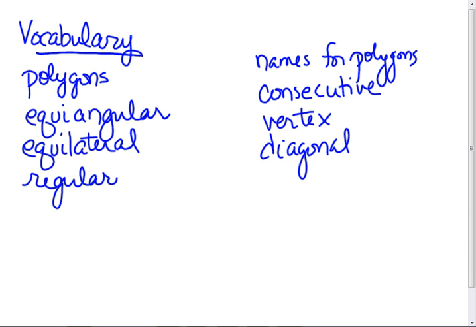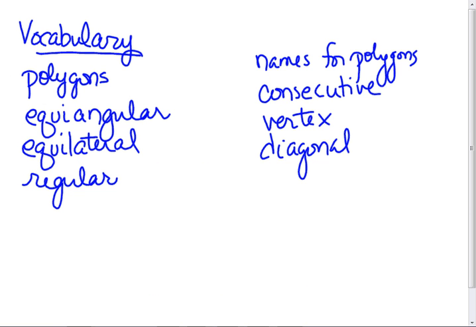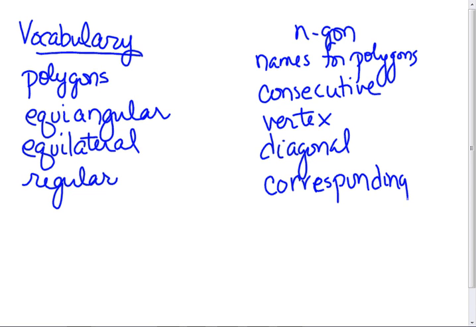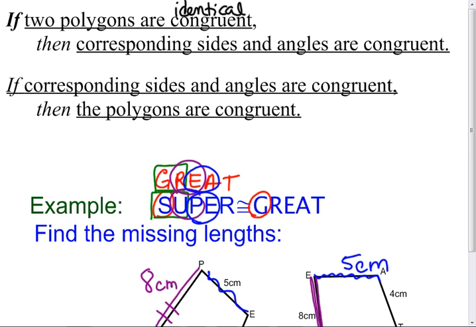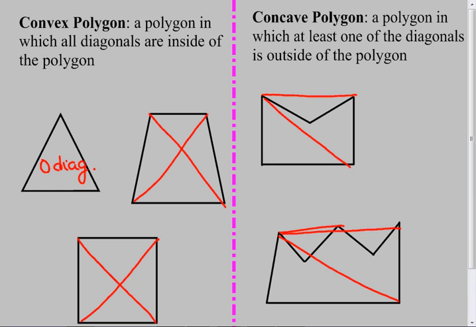If you don't know what those words mean, then you don't even get half the lesson. What else did we have? Go back and look at it. Oh, corresponding. Corresponding sides and n-gon. Those are all the names. Corresponding sides. And corresponding angles. They got all those. Oh, convex, concave.